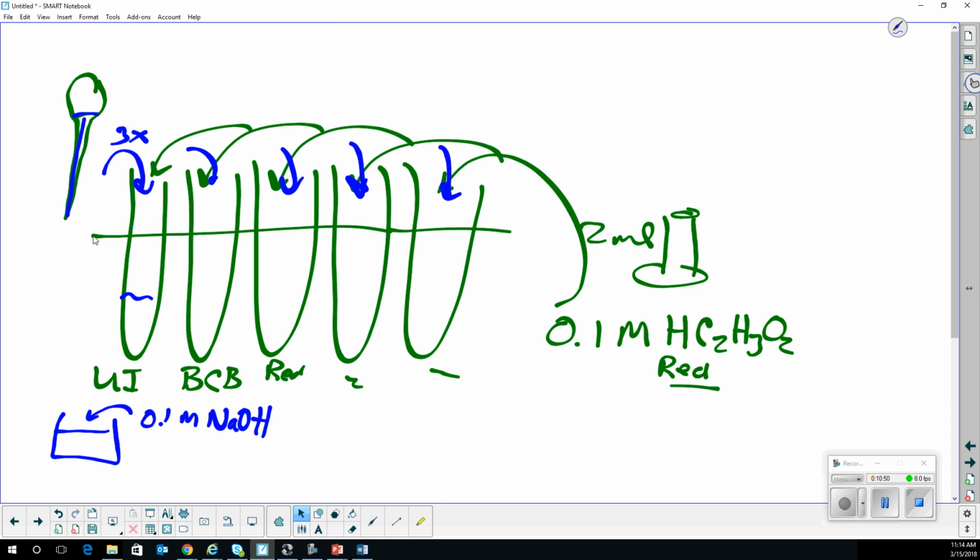Questions? Yes? So are you putting 3 of the pipettes? 3 pipettes up to this line. No, 1 at a time. See if it changed, see if it changed, see if it changed. Okay, any other questions? Okay, let's go.